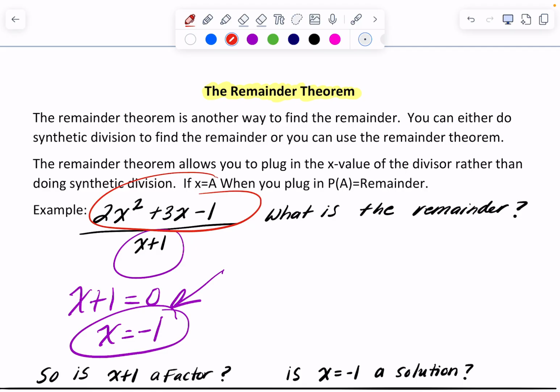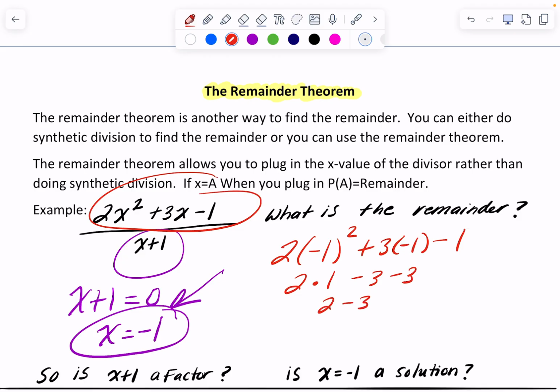2 times negative 1 squared plus 3 times negative 1 minus 1, which is 2 times 1 minus 3 minus 1, which is 2 minus 3 minus 1, which is negative 2. The remainder will be negative 2.